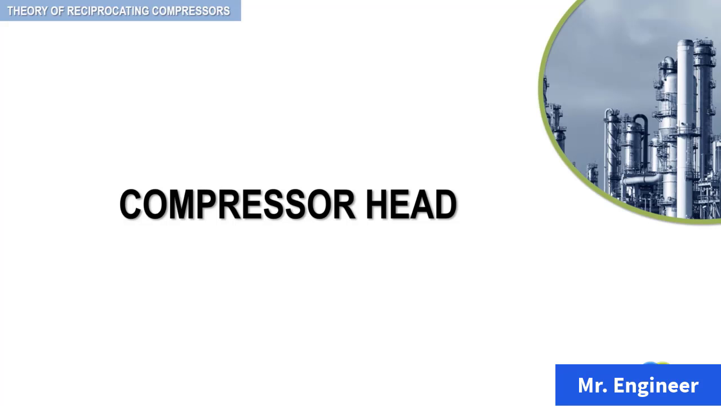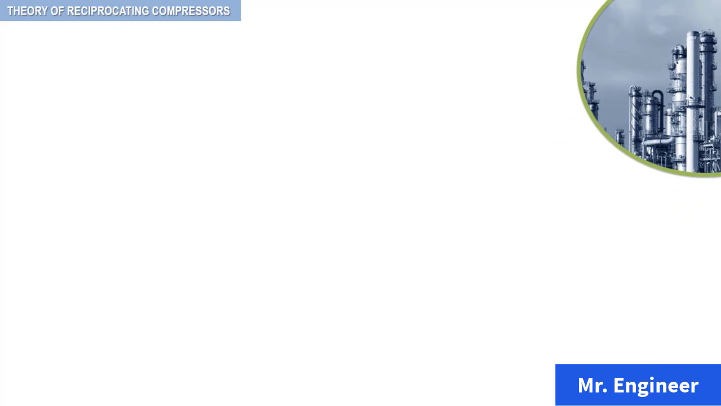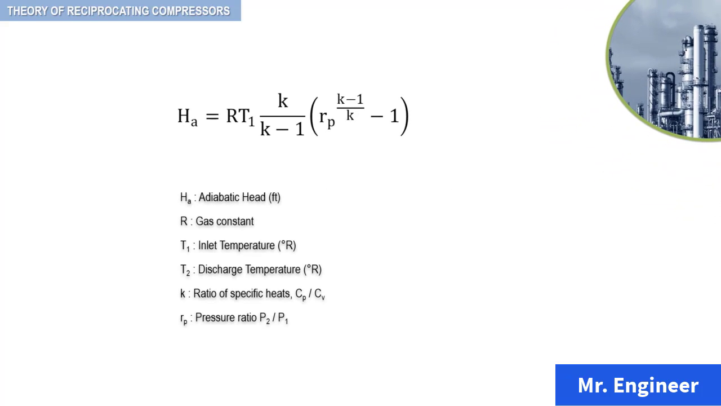Unlike centrifugal compressors, head is not a significant factor in the selection of a reciprocating compressor, but we decided to add a quick video and show you the corresponding equation because you can use it for comparison with other types of compressors. As you can see here, the compressor head for a reciprocating compressor is a function of the inlet temperature, the ratio of specific heats, and the pressure ratio. The calculation is a straightforward procedure.